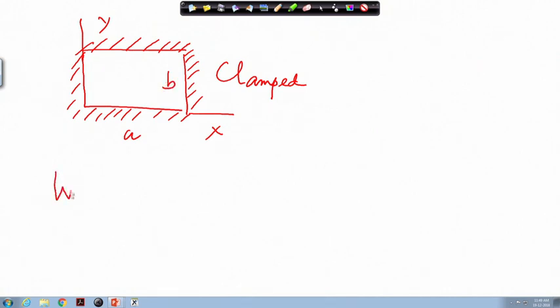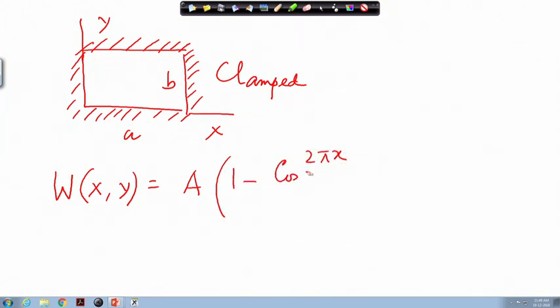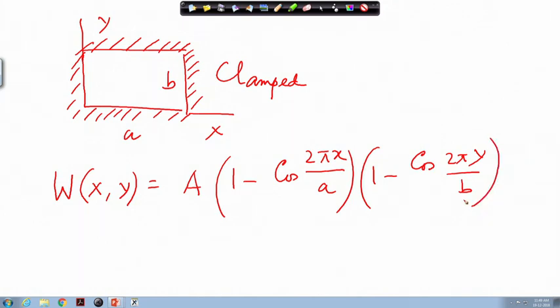Here one good choice will be this one: W equal to let us say A, an arbitrary constant, times 1 minus cosine 2 pi x by A, and 1 minus cosine 2 pi y by B. You will see that this will satisfy all the boundary conditions. Now, if you select this one and then use the U and T, and then from which omega n square, you will get that this omega n square invariably becomes a function of D by rho.